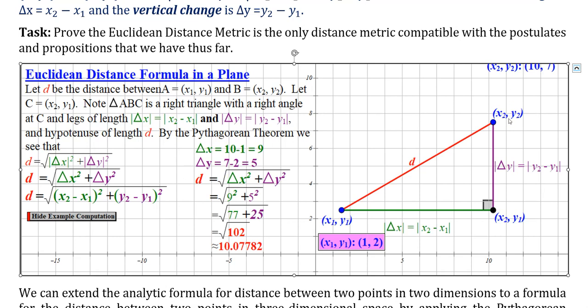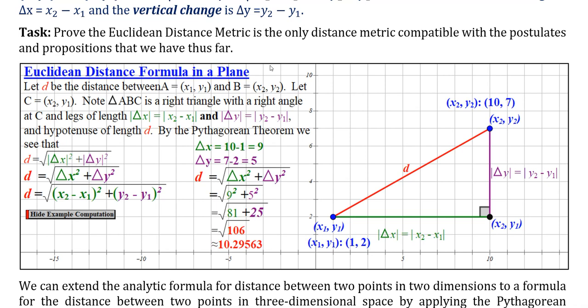The computations seem to be matching what the coordinates are saying, even though the grid's not quite right. Let me see if I can fix that. All right, there we go. That's a little bit better. So this is the point (1, 2). This is the point (10, 7).